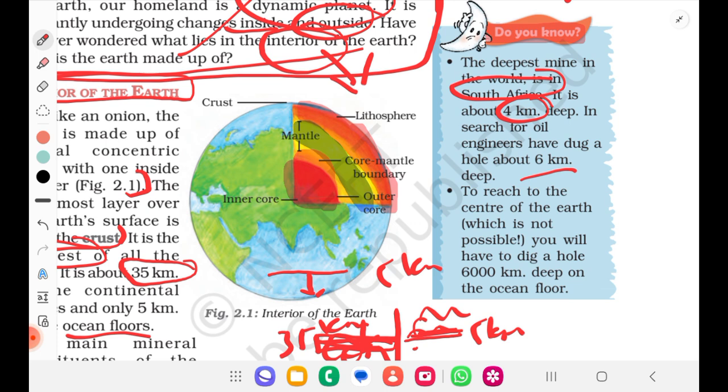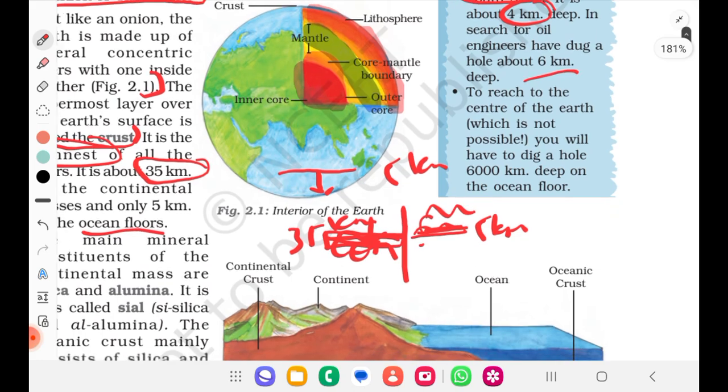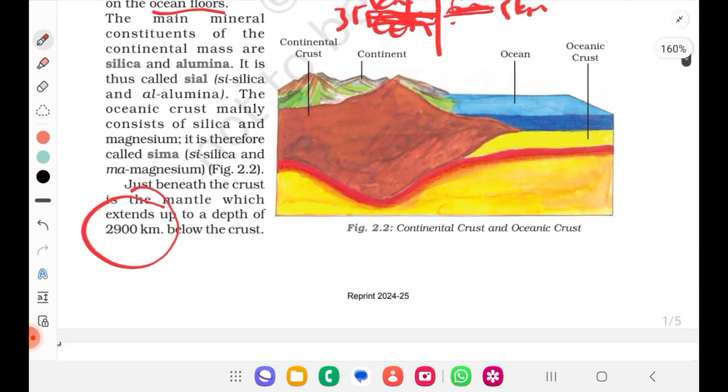After that, why are they not able to dig? Because there will not be much oxygen, and temperature, pressure and density matter, right, to dig. So the deepest will be 4 kilometers, is what they are saying. That is in South Africa.